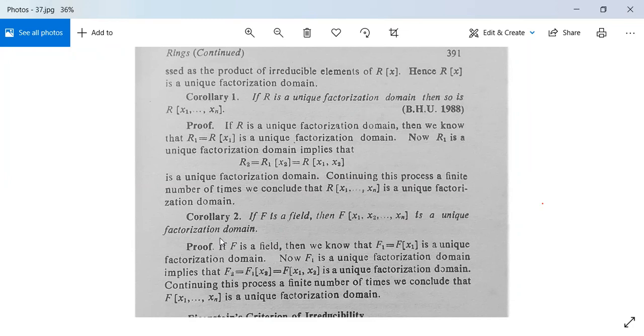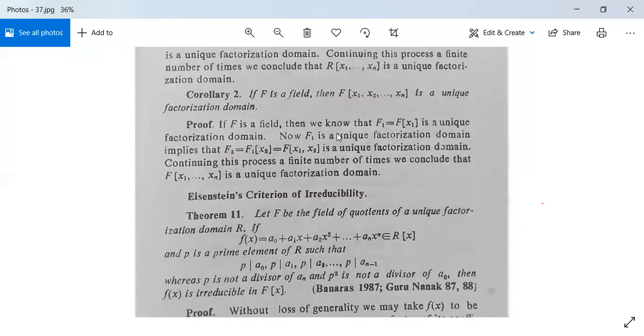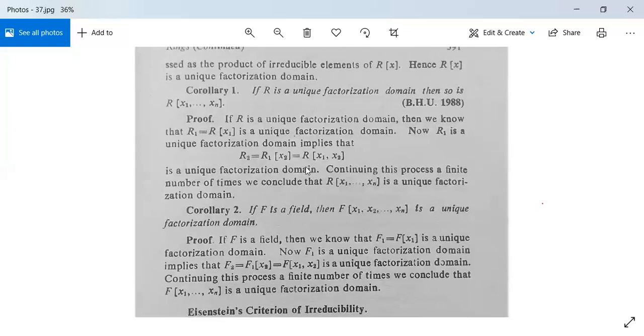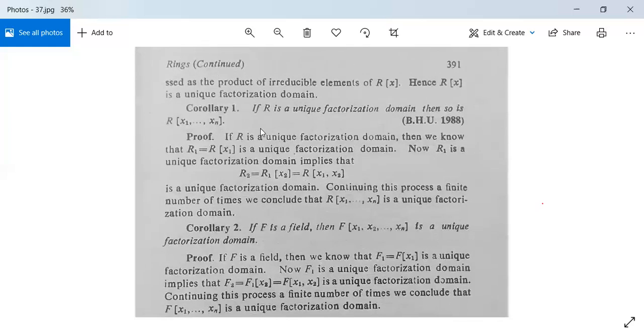Now we have two corollaries also. After these two corollaries, we have a criterion, Eisenstein's criterion of irreducibility. This criterion will be used to solve some of the problems. We will see them tomorrow. But here, since we have some more time, let us go further with our corollary one.